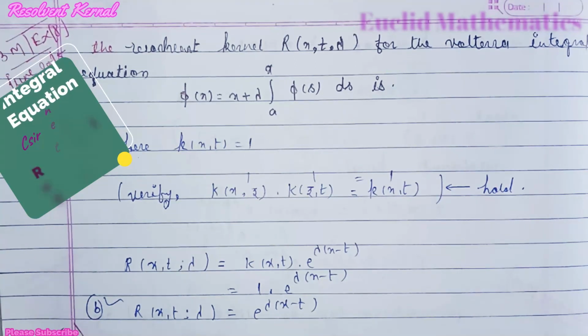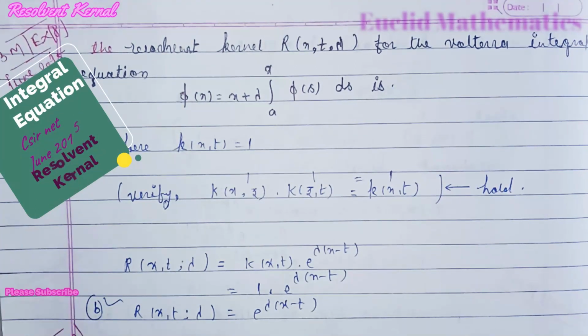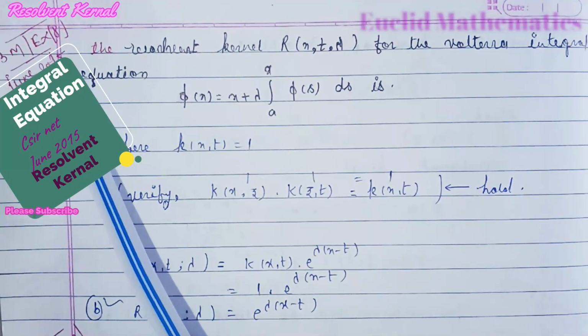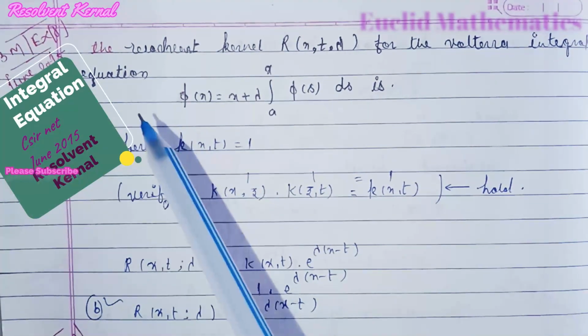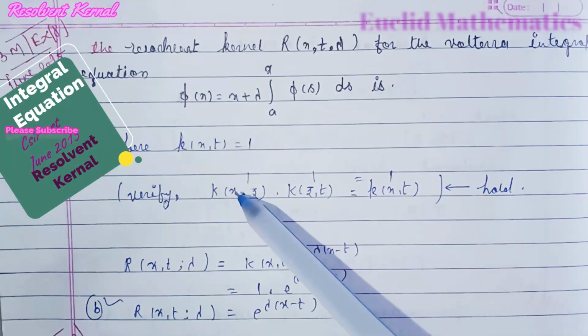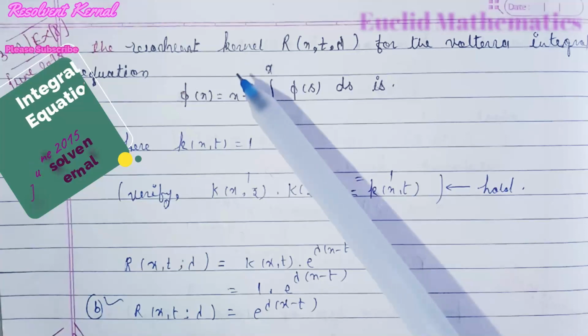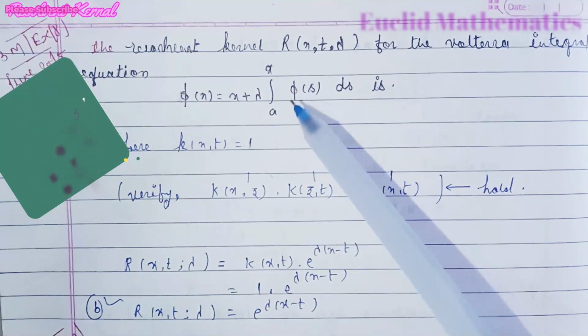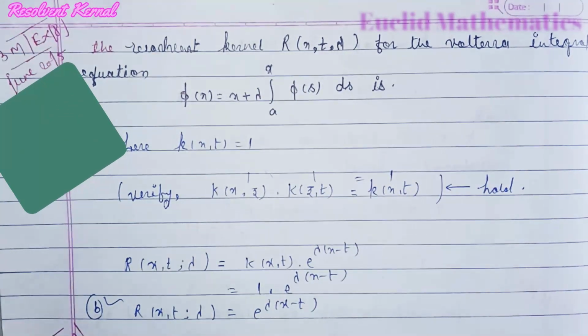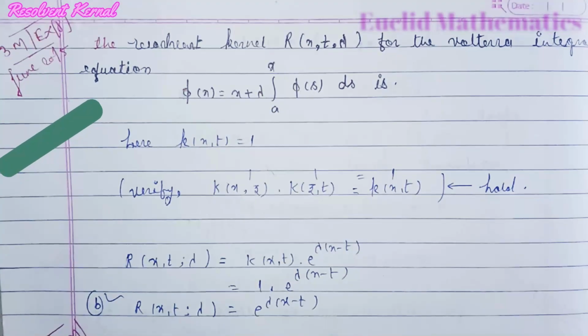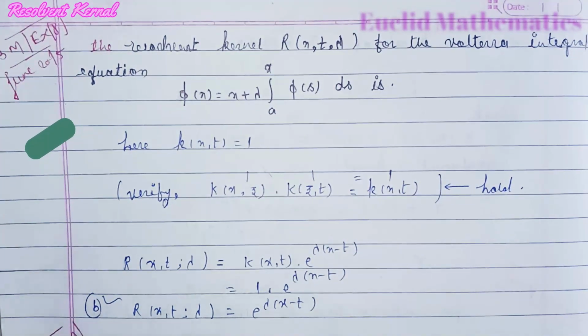Now here you can see we have examples from June 2015, which are for 3 marks. From now onward, I will explain these examples with a short trick. For the full answer of this question, you can check my playlist, where I added the method for finding the resolvent kernel. You can find it that way very easily, but now we want to learn the short trick to find the resolvent kernel.